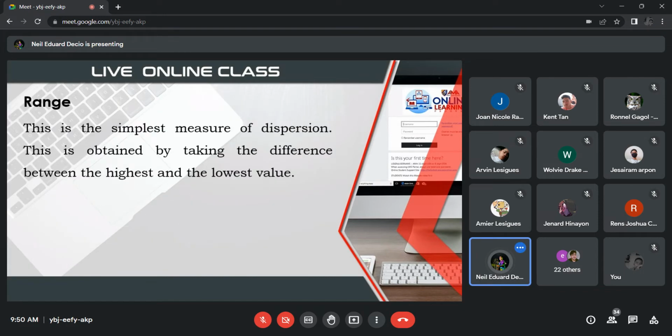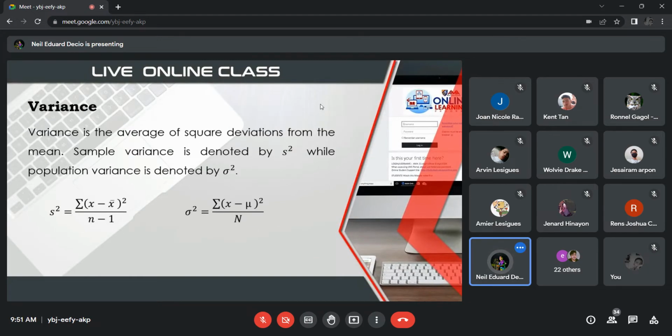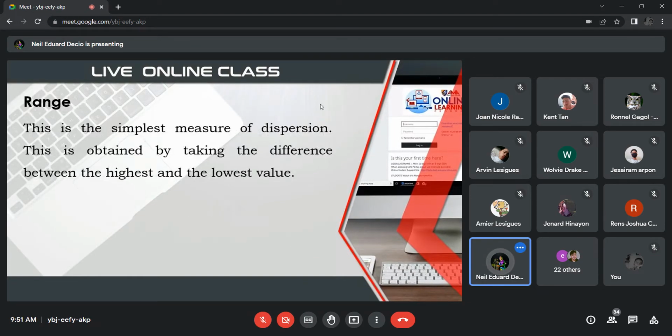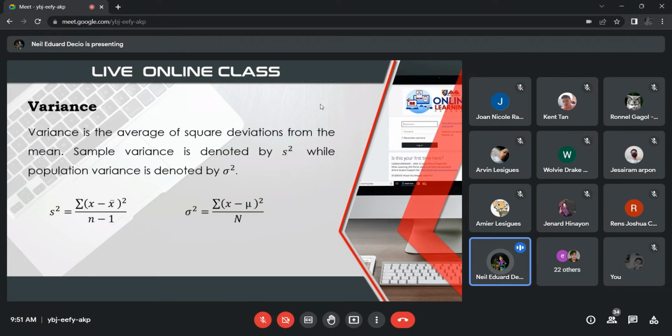The range is the simplest measure of dispersion, and this is obtained by taking the difference between the highest and the lowest value. Simplest because this is simply subtracting the lowest value from the highest value. Ganun lang yung range. So if we are given a set of data, to get the range, all we have to do is identify our highest value in our data set and subtract the lowest value in our data set. And then we also have the variance.